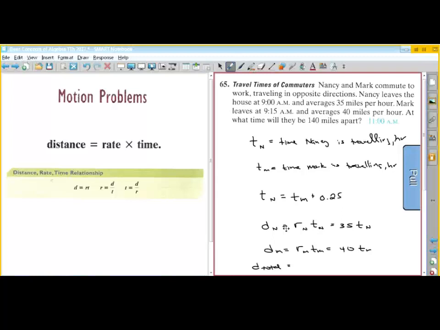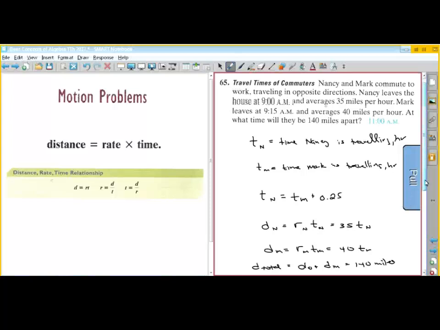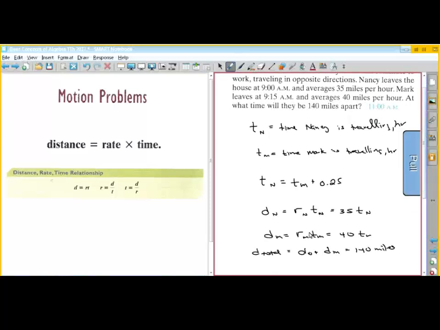Okay, so the total distance is how far you go from the starting point this way and how much from the starting point that way. So the total distance traveled is going to be equal to the distance that Nancy travels plus the distance that Mark travels. And that has to be 140. That's miles. So ultimately, what we're working towards is a single equation and a single variable.